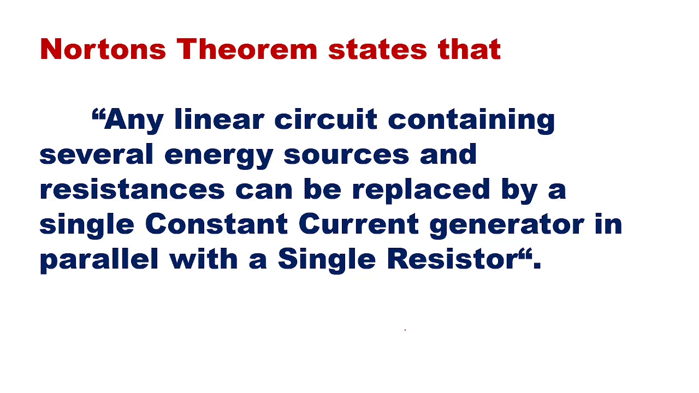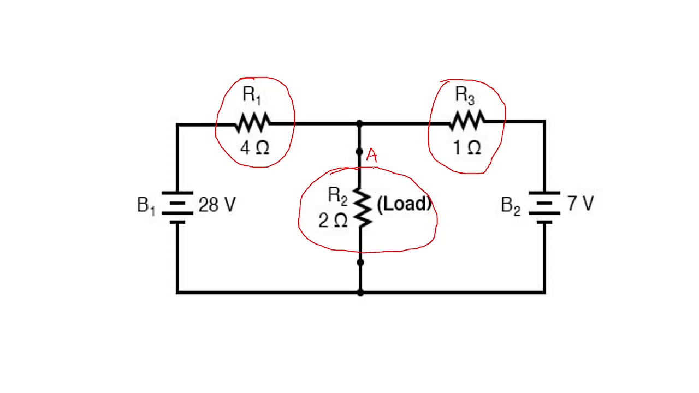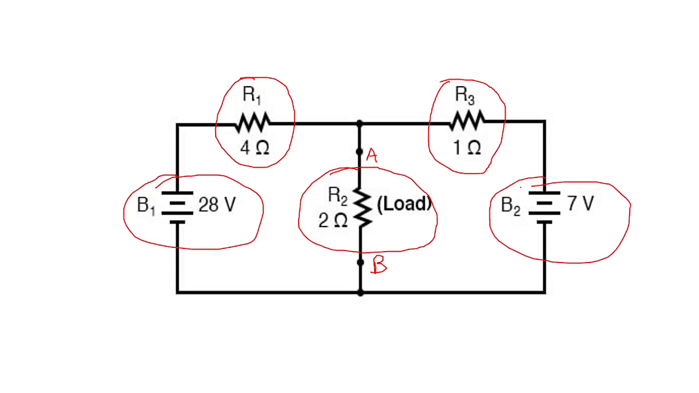Now we'll see how we are going to solve this. Say, for example, you have this circuit. In this circuit, this is the resistance R1, this is resistance R3, which are part of the circuit. This is your load resistance R2, which is between terminals A and B. And this is one voltage source, and this is another voltage source. Now the full circuit except the load should be converted into a current source in parallel with a resistance. That is what Norton's theorem says.